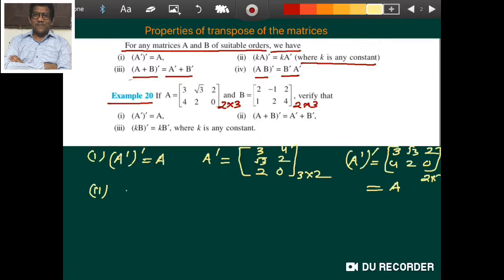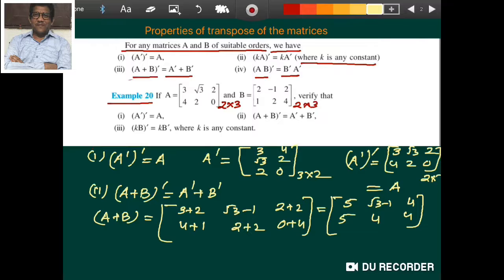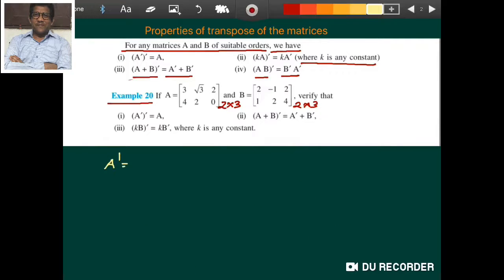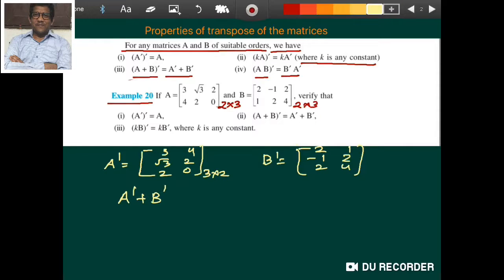Next, (A plus B) dash is equal to A dash plus B dash. We find A plus B first. A plus B is equal to this matrix. Now we find its transpose, (A plus B) dash. The order of its transpose is 3 cross 2. Then A dash is a 3 cross 2 matrix, and B dash likewise. Adding A dash and B dash, we get (A plus B) dash.